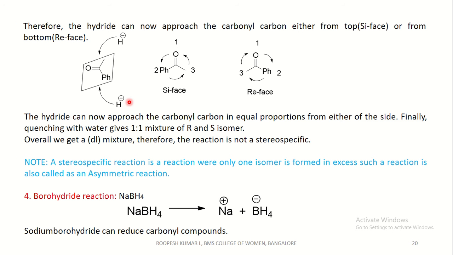Let's see what is stereospecific. A stereospecific reaction is a reaction where only one isomer is formed in excess. Such a reaction is also called an asymmetric reaction. Since in all these reactions we get a mixture of isomers, all these reactions are not stereospecific reactions.